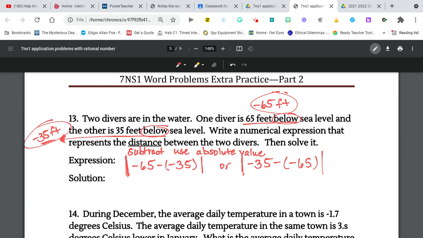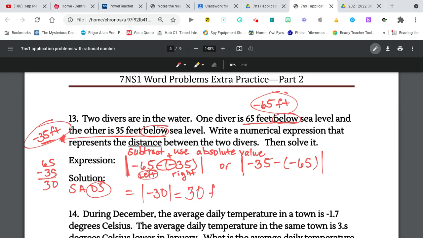Okay, now this is to the left. Minus a negative is the same as plus, which tells us it goes to the right. So as far as the solution is concerned, I'm going to follow SADS. Same direction, add, different direction, subtract. They go in different directions. So we're going to start off with 65 minus 35, which is 30, but it's more to the left. So we end up with the absolute value of negative 30. But the absolute value of any number is positive, guys. So these two divers are exactly 30 feet apart.